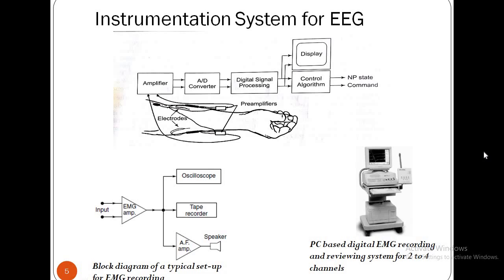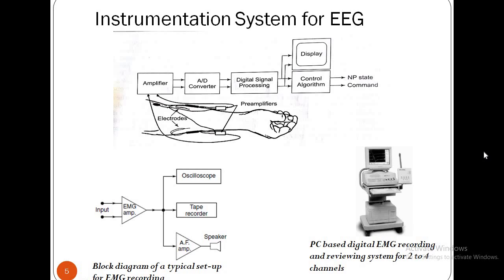Instrumentation system for EMG. The electrodes pick up the potentials produced by the contracting muscle fibers, which can then be amplified and displayed on the screen of a cathode ray tube. It is also applied to an audio amplifier connected to a loudspeaker. A trained EMG interpreter can diagnose various muscular disorders by listening to the sounds produced when the muscle potentials are fed to the loudspeaker.